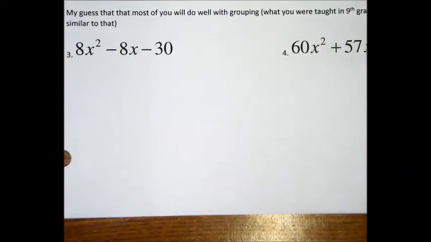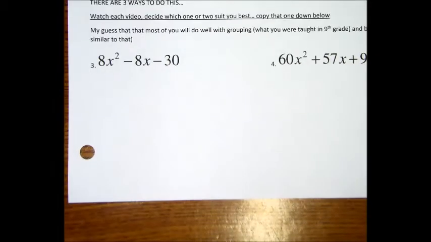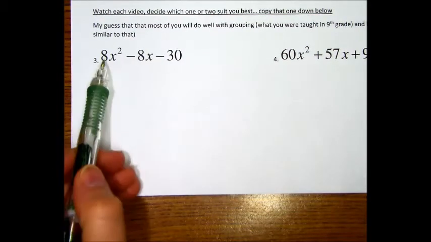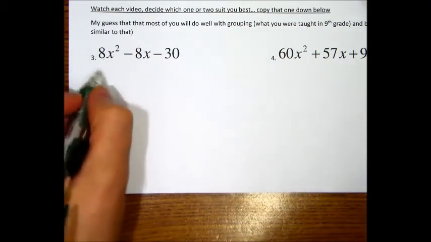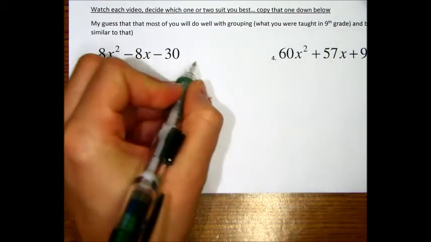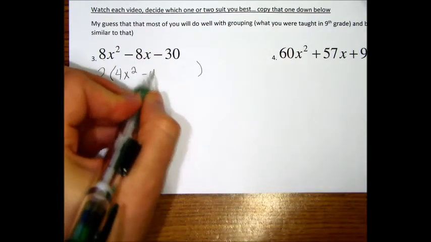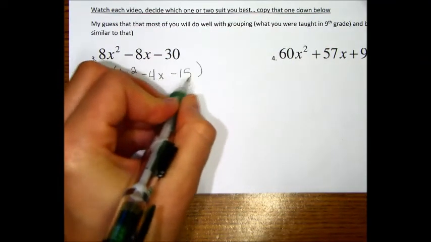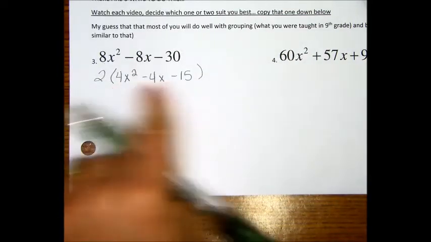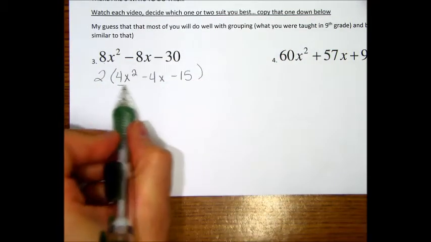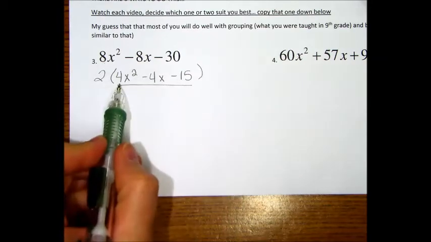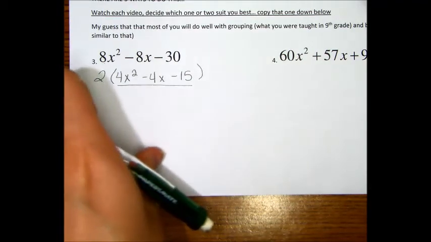The next part of the video is going to be different because I'm actually going to send you off to watch somebody else's video. We're going to review something you learned in Algebra 1 and the new method as well. In number 3, hopefully you will be able to see that there's a GCF of 2. Let's pull that 2 out and write what we're going to be left with: 4x squared minus 4x minus 15. I'm going to let you watch the video as to how to factor this trinomial. Notice now there's a number in front of x squared.